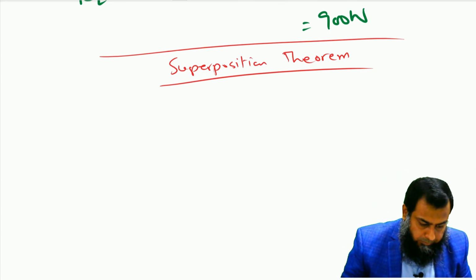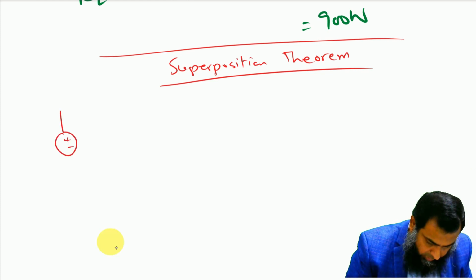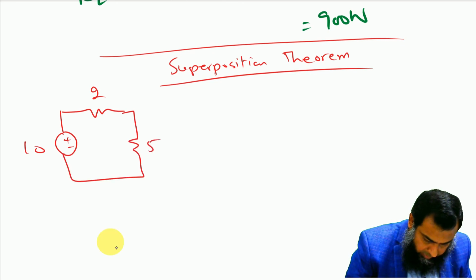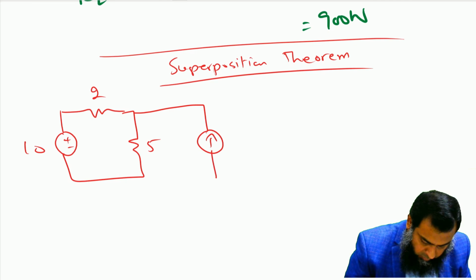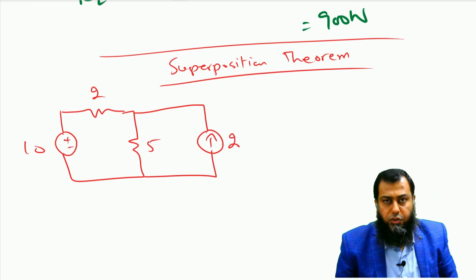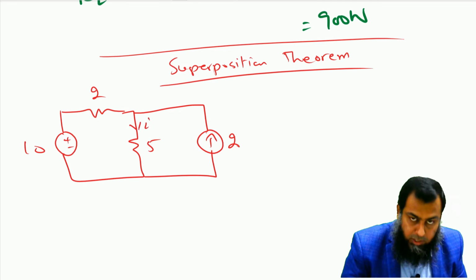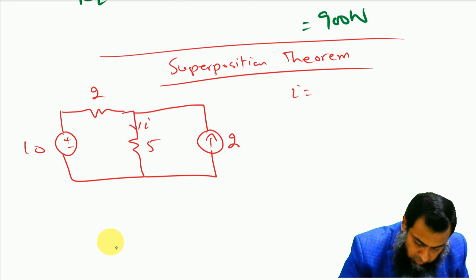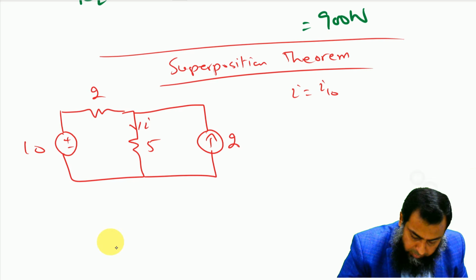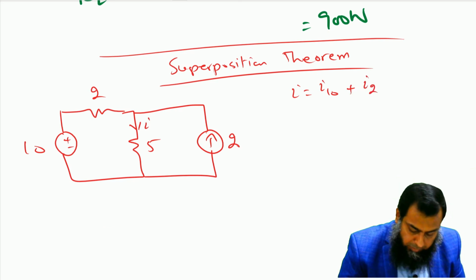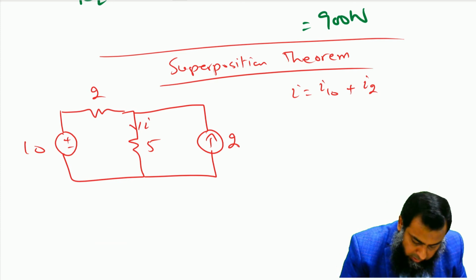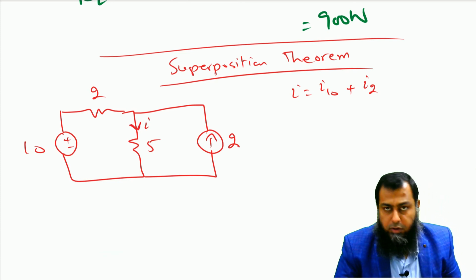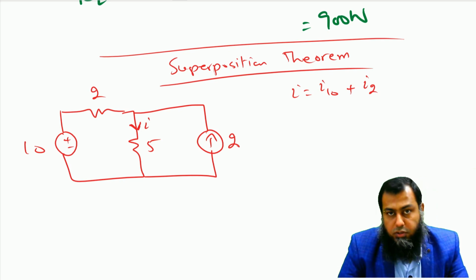So for example, we have a source here. Let us say this is 10 volt, this is 2, let us say this is 5, and here we have a current source. Let us say this is 2 ampere. So superposition theorem states that if this current I is required, then this I has actually two components. One is because of this voltage source of 10 volt, and the other one is because of this 2 ampere current source. So the net current I is equal to I10 plus I2. So how can we find out? We will tackle one source at a time while all other sources are deactivated.